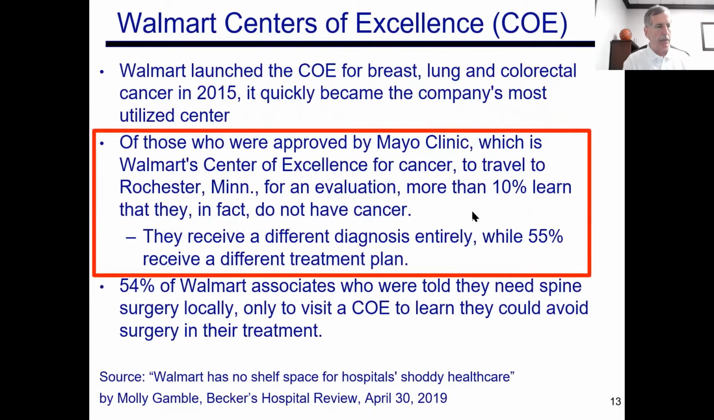And then we have some other innovation, the Walmart Centers of Excellence, and this is an article from Becker's, but the element in the red box to me was astounding, that of those that went to the Mayo Clinic for cancer, more than 10% learn that they don't have cancer, and 55% receive a different treatment plan. And it's a little scary to think that if other employers mimic Walmart, that some bread and butter referral patterns that have come to your health system could be in jeopardy.